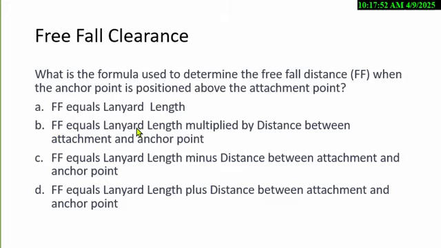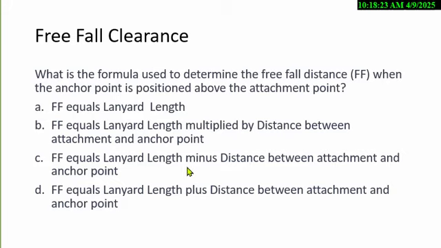Free fall distance equals lanyard length multiplied. There's nothing about multiplying anything in these calculations. It's all addition, subtraction. Free fall length equals lanyard length minus the distance between the attachment and the anchor point. That's true. Remember, the lanyard length is 6 foot minus the distance between the attachment, which is 2. I'm going to fall 4 feet. You don't add that because you're not going to fall 6 plus 2. You're not going to fall 8 feet by having it above your head 2 feet.